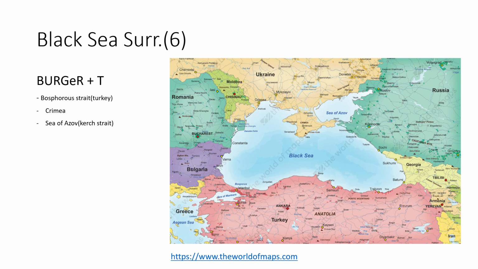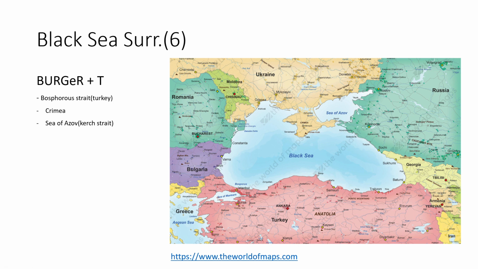Alright, so let's start with the Black Sea. The shortcut here is BURGER+T. Now as you may see, these are 7 letters, but we have only 6 countries which surround the Black Sea. This is because this GE stands for Georgia, and E is not a separate country, and that's why it is written in small letters here. So it expands as Bulgaria, Ukraine, Romania, Georgia, Russia and Turkey.